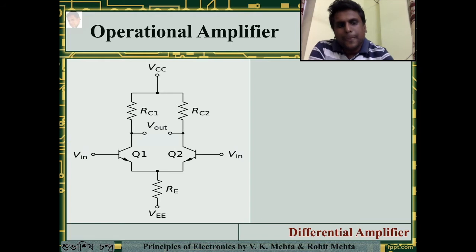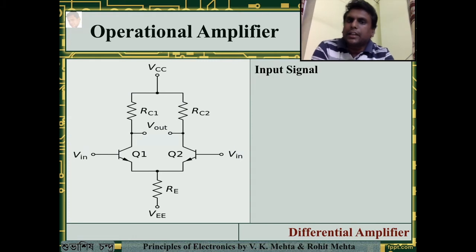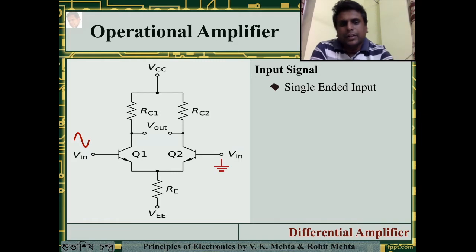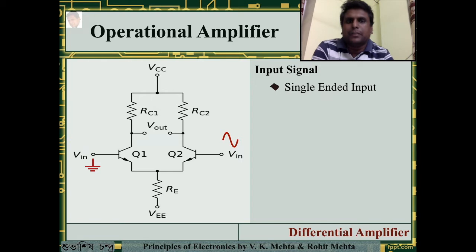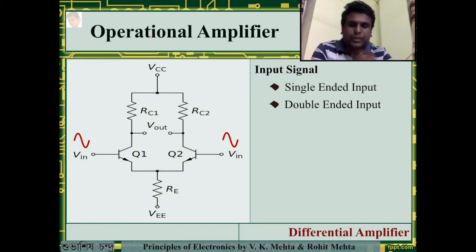Now let us see how an input is provided to this differential amplifier. The first way is the single-ended input, in which the input is provided to one of the bases of the transistors. That is, in this case, Q1 is receiving the signal and Q2 is grounded. It can be the other way around also, that is, Q2 will receive the signal and Q1 will be grounded. Next is the double-ended input, in which both the terminals will receive two different signals.